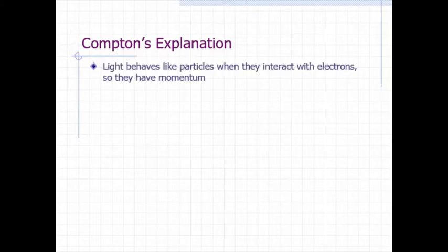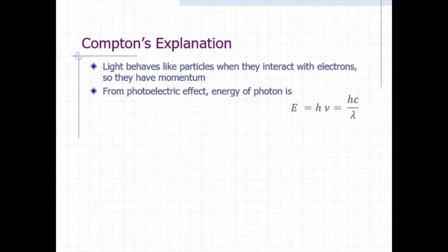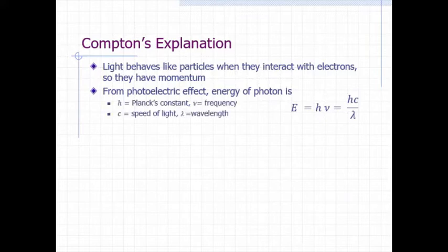Here's Compton's explanation for the observed shift. Light behaves like particles when they interact with electrons. Particles have momentum, and Compton derived how the momentum of a photon is related to its wavelength. From the photoelectric effect, the energy of a photon is equal to h nu, where h is Planck's constant and nu is the frequency of the light. It's also equal to hc over lambda, where lambda is the wavelength. We can see that a change in wavelength means a change in photon energy.